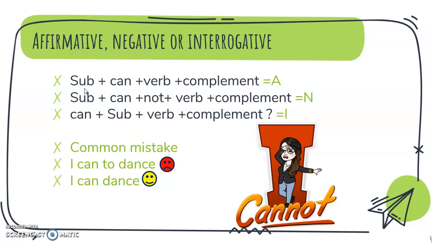In English, we always have to have the subject. In this case, we are going to have the subject, then the verb can, then the verb and the complement. This is an affirmative sentence. Now let's check: subject, can, not, verb, and the complement. That's a negative sentence.